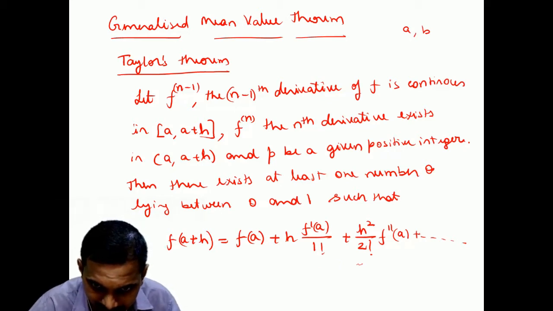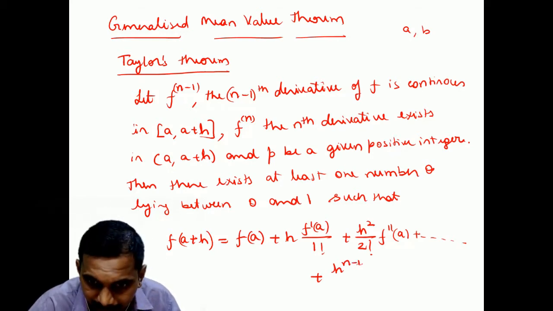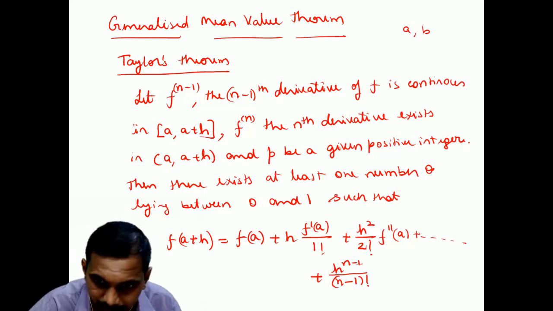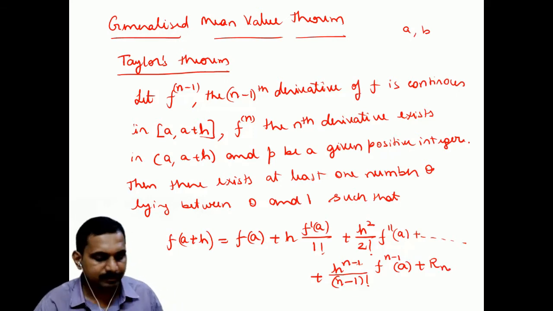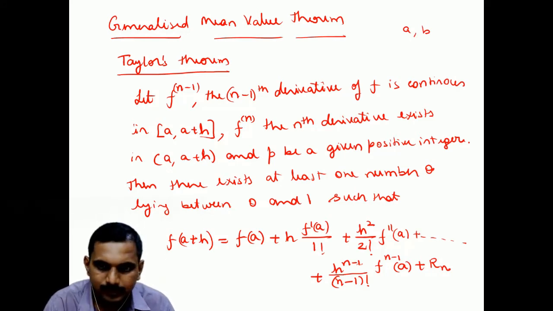Just a second, let me write it neatly. Plus h raised to n minus 1 divided by n minus 1 factorial. I hope you can see this, students. N minus 1 factorial into f raised to n minus 1 of a, okay, plus Rn. What is Rn? I will write it in the next slide. Okay. Why this is important also I will tell you, students.